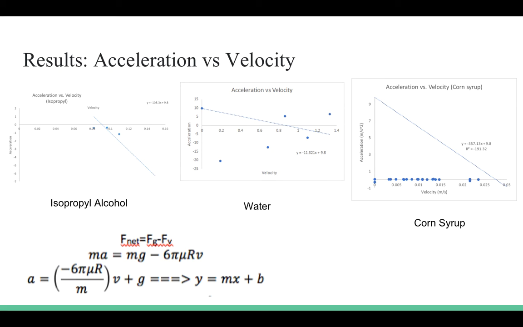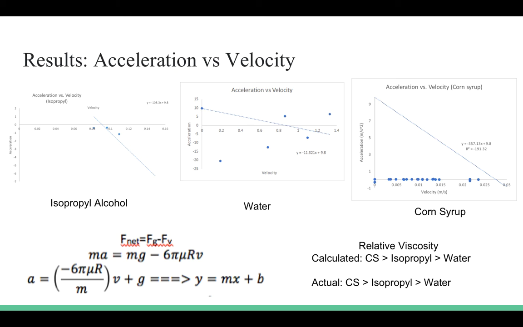So again, our net force acting on the ball is the force of gravity minus the force of viscosity because down is positive. Using Newton's second law, we can rewrite this in terms of mass and acceleration, and then this equation can be rewritten to correspond to the equation of a line, where y is acceleration and x is velocity, and the viscosity constant is proportional to the slope of the best fit line.